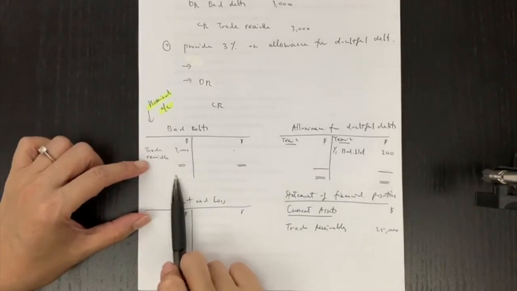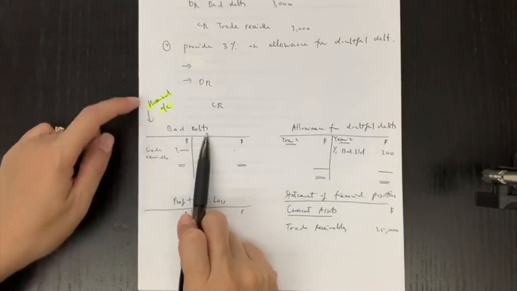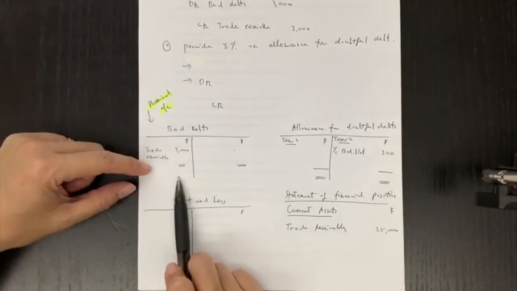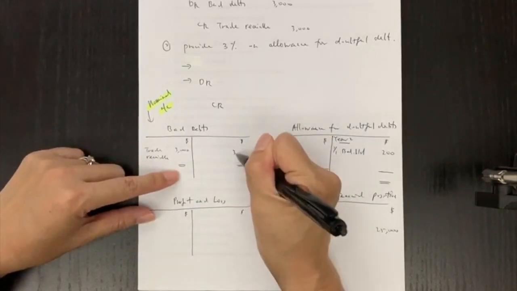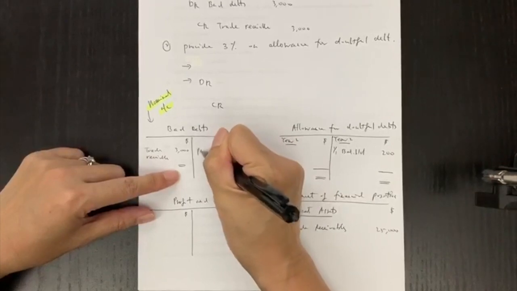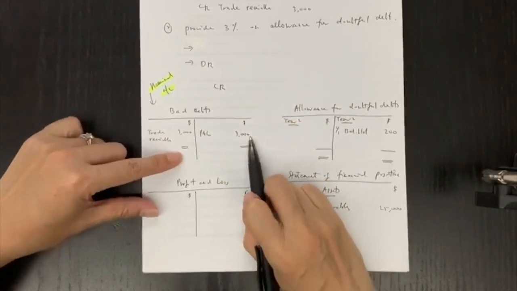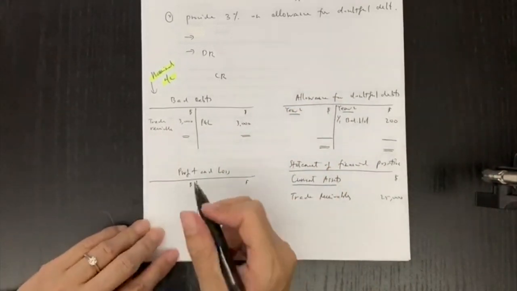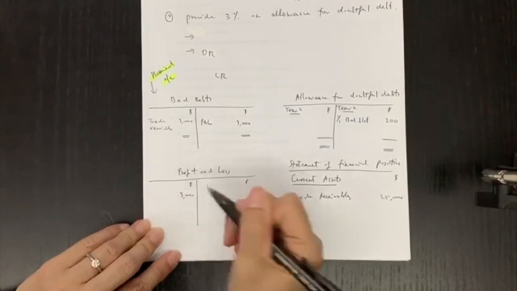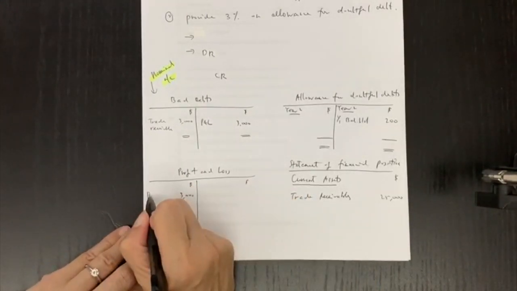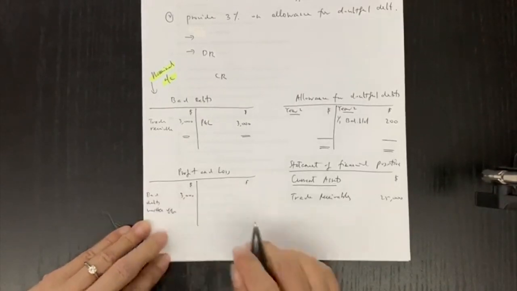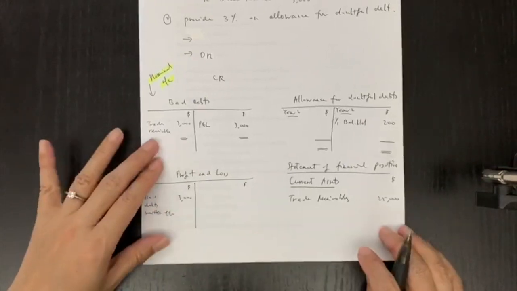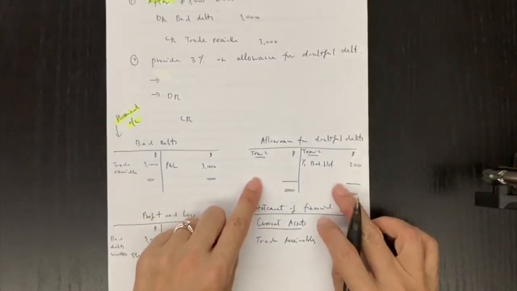Okay, now let me close bad debts. So bad debts is nominal, same as before. If it is nominal, that means we don't have any balance carried down. So we have to close this 3,000 into the profit and loss account. So therefore, in my profit and loss, I have 3,000 here, right? And the description is bad debts written off, okay?